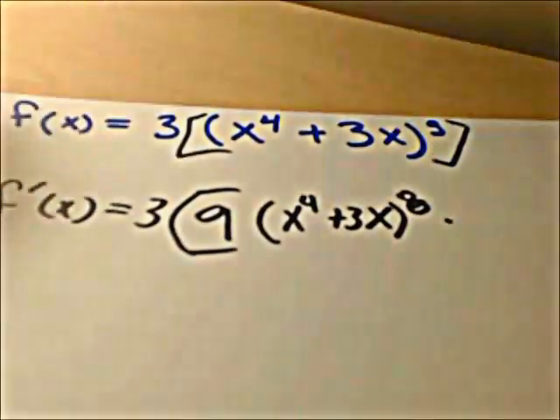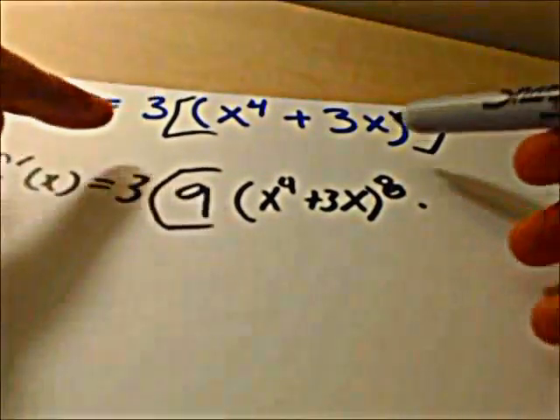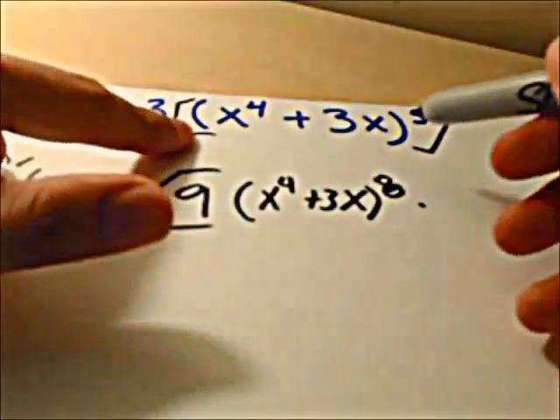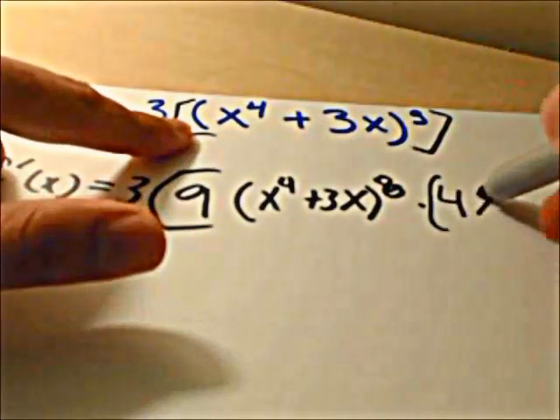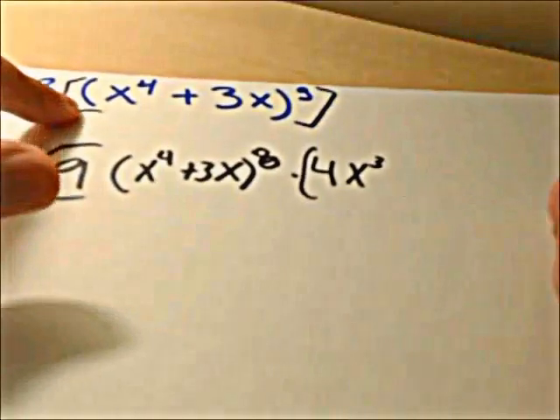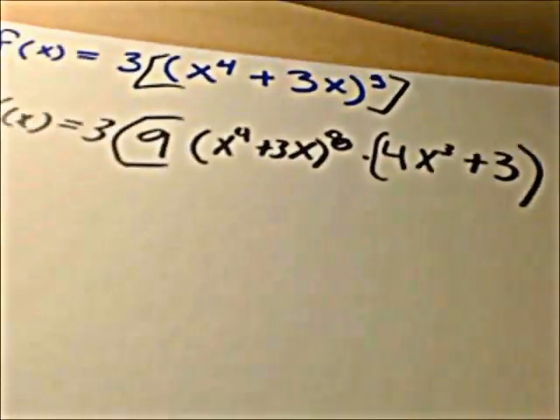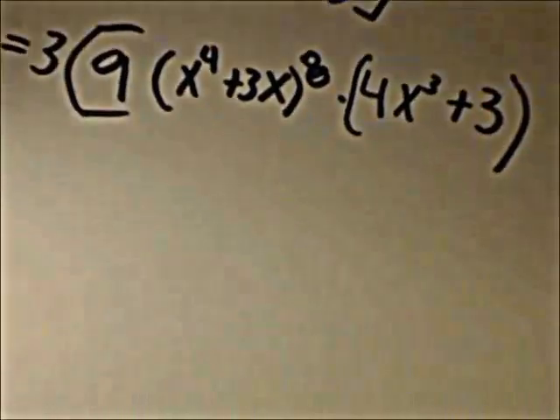Now the chain part, as I said, comes along. So we take the derivative of the inside part, which is this part. So we times it with the derivative of that: x to the power 4 is going to be 4x to the power 3, plus 3. So that's basically the chain rule derivative.